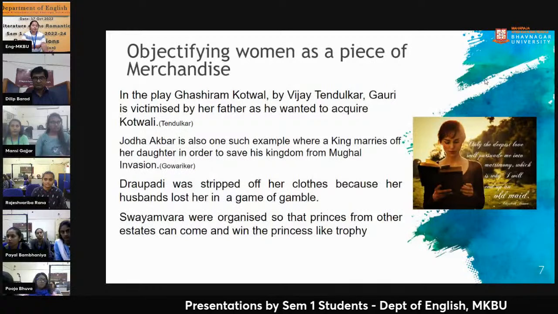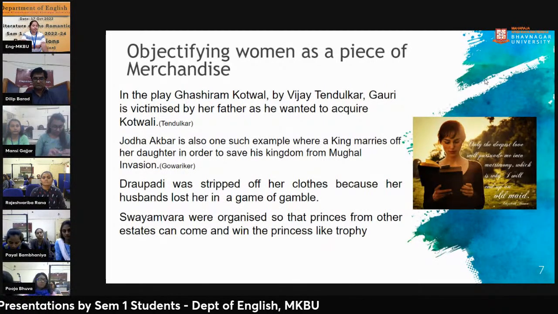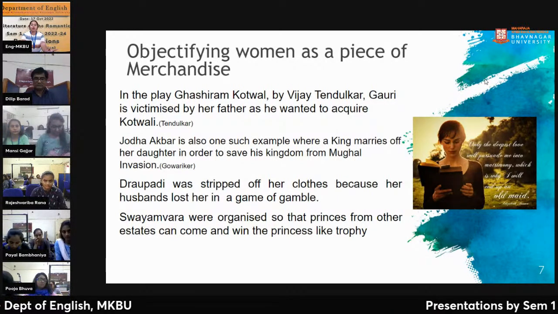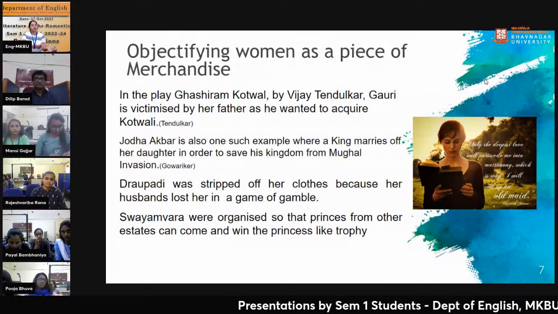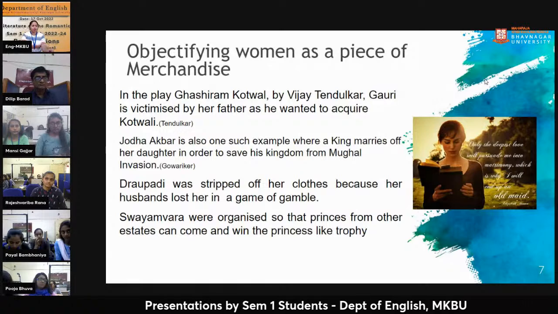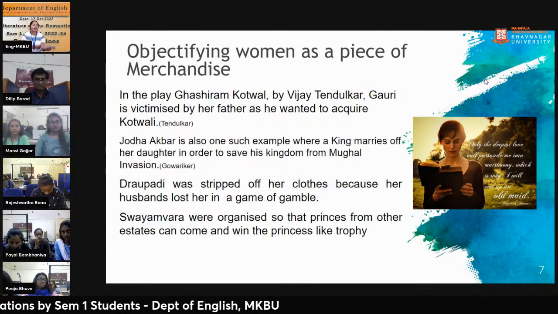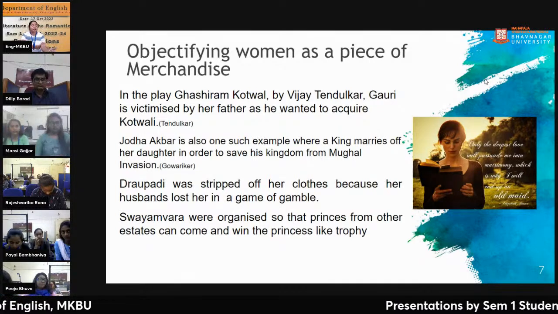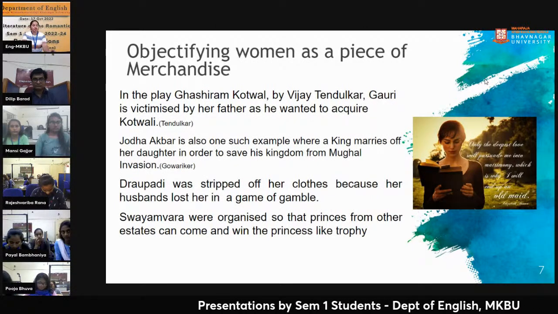Objectifying women as a piece of merchandise. In the play Ghashiram Kotwal by Vijay Tendulkar, Gauri is victimized by her father as he wants to acquire the Kotwali. Just because her father wants power, he uses his own daughter as something to trade. And by the end of the play, even Gauri dies because she is severely underage, and while giving birth to a child, she passes away. And her father gets to know about it much later.